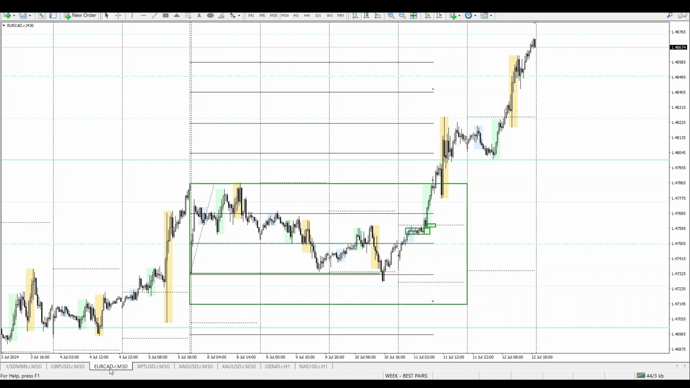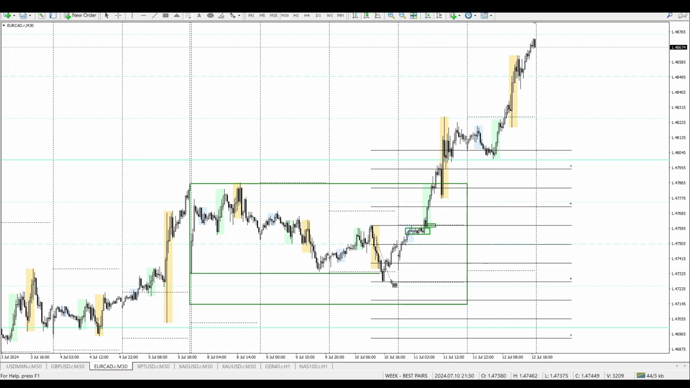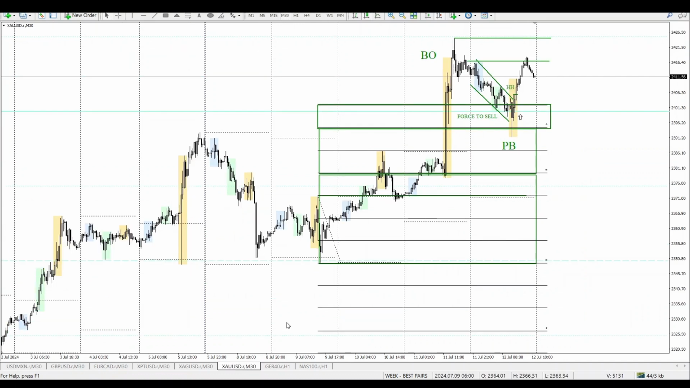Very similar to the EuroCAD trade that we saw before. We have the breakout that fails, day 1, day 2. We have the breakout of the entire box. This is the last level. We have the breakout, the pullback for the continuation. Exactly the same trade, same trade.